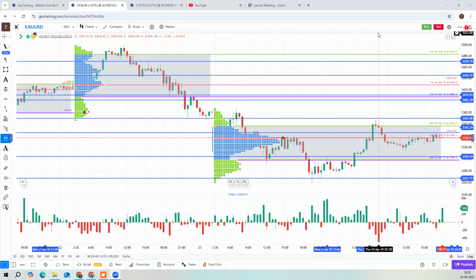So let's try to do the gold analysis for today. Let's try to find out the value areas. As we have been discussing, a value area is a kind of thick D-shaped profile.